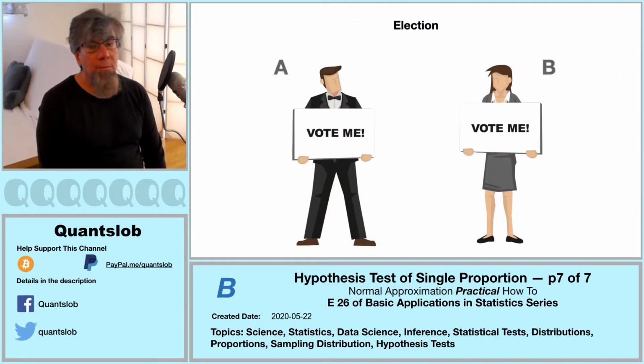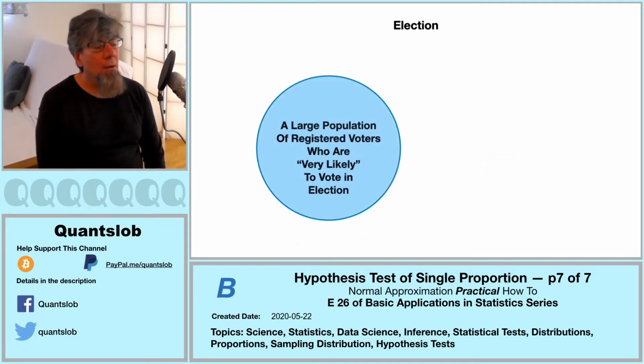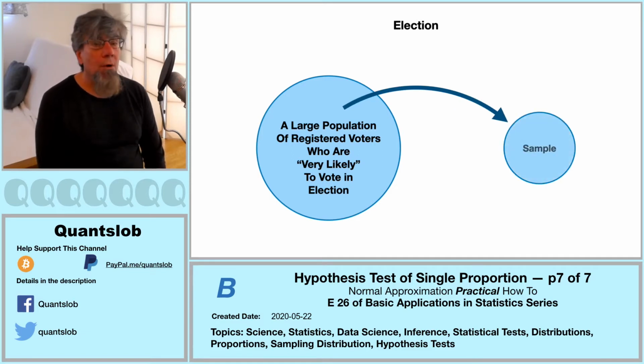So, for example, suppose we have a soon upcoming election between two and only two candidates, candidate A and candidate B. Now, we can imagine a population of registered voters who self-report that they are very likely to vote in this upcoming election. So let's say this population is very large, say a few tens of thousands of people. So we're going to obtain survey responses from a sample of 250 individuals from within our population concerning whom they support.